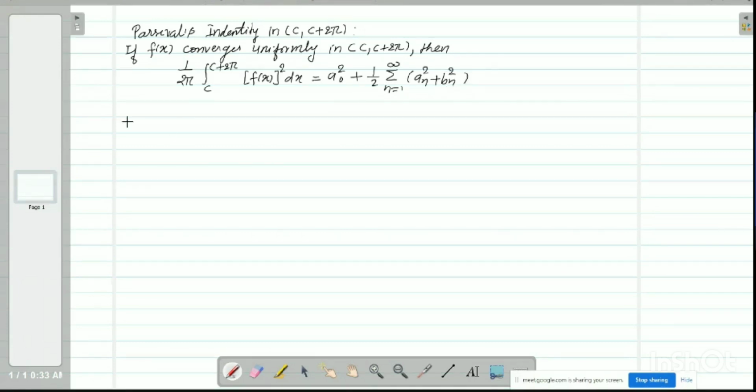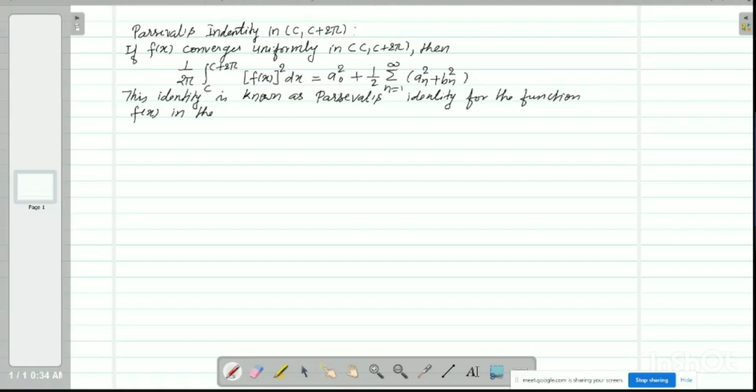So this identity is known as Parseval's identity for the function f of x in the interval c to c plus 2 pi.